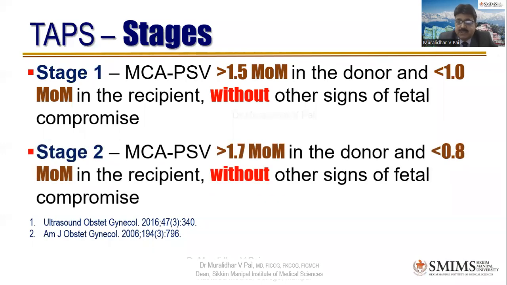Whereas when it comes to stage 2, as you can see, the MoM increases in one twin, that is more than 1.7 now, and the other twin decreases to less than 0.8, without other signs of fetal compromise.